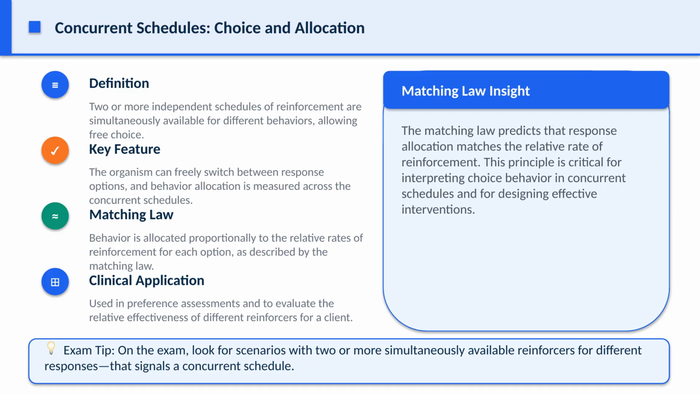Let's get started. Concurrent schedules are a foundational concept for the BCBA exam because they directly test your understanding of choice and the matching law. In this arrangement, two or more independent schedules of reinforcement are simultaneously available for different behaviors, and a learner can freely switch between them. The critical feature is that behavior allocation, how much time or effort is devoted to each option, is measured across the schedules. According to the matching law, the proportion of responses directed toward an alternative matches the proportion of reinforcement it delivers.